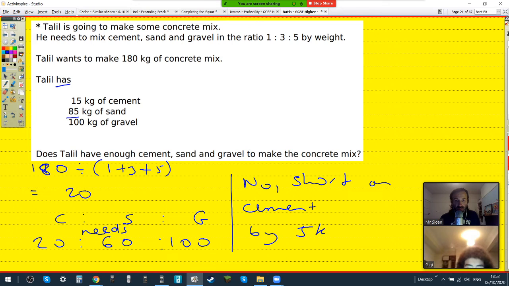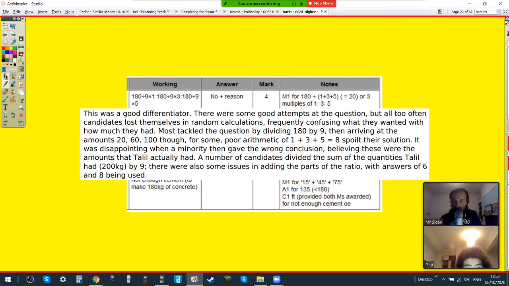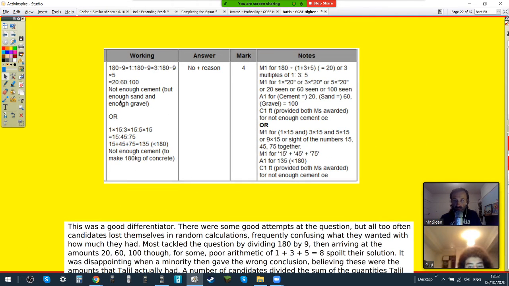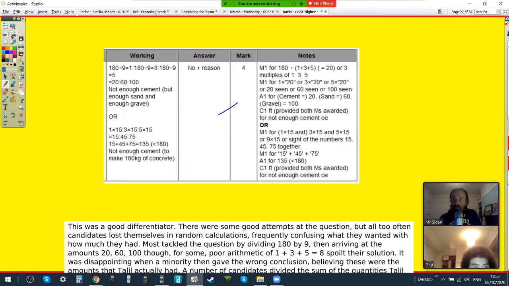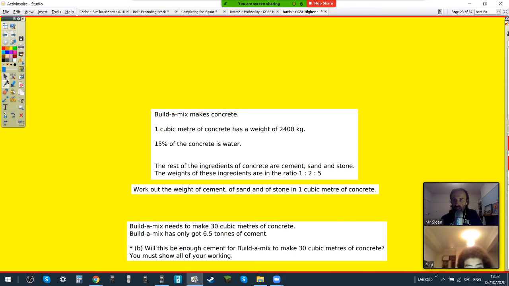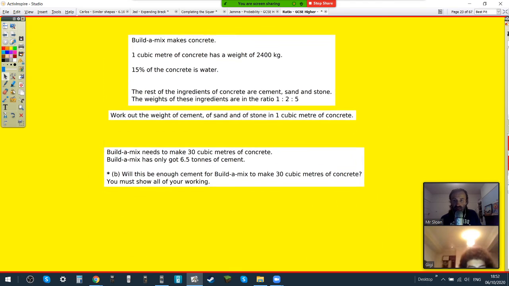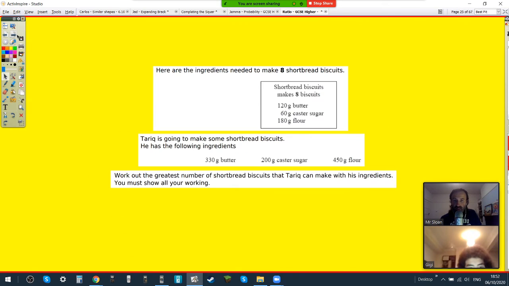By 5 kilos. That's always a good thing in maths to write down a number in your answer. Okay. Short on, did I write cement? Yes. Plus reason. Not enough cement. There we go. So that is how much he has, and then this is how much he needs. Just keep track on that one. Other than that, these are all similar stuff.